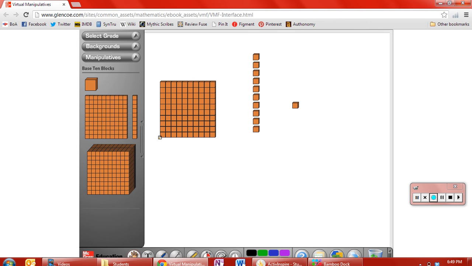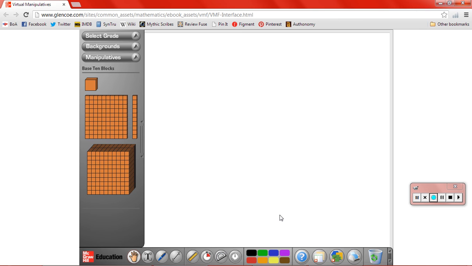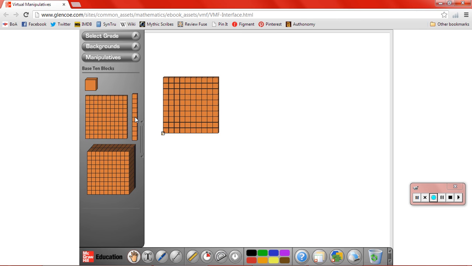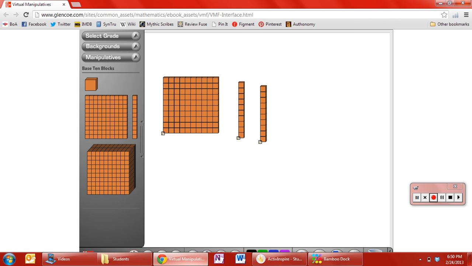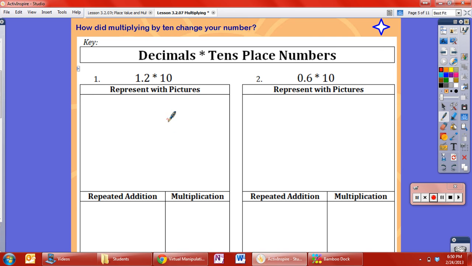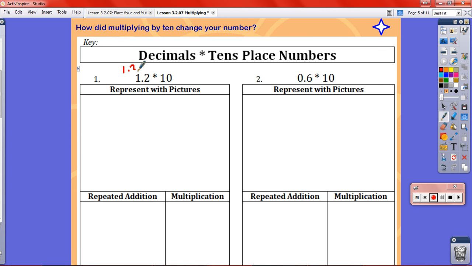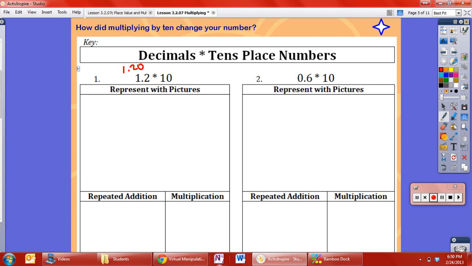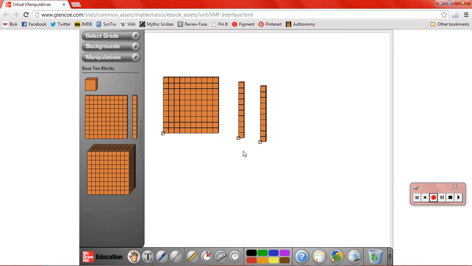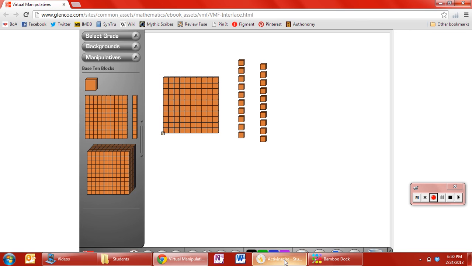1 and 2 tenths. Let me clear my objects so we can get a new idea. 1 and 2 tenths. And then if I just added a 0, then that would be 1 and 20 hundredths. Well, when I look at my virtual manipulatives here, and I break this up into hundredths, I see that 2 tenths is the same as 20 hundredths. I can count them. So just adding a 0 is not enough. Something else is going to happen.